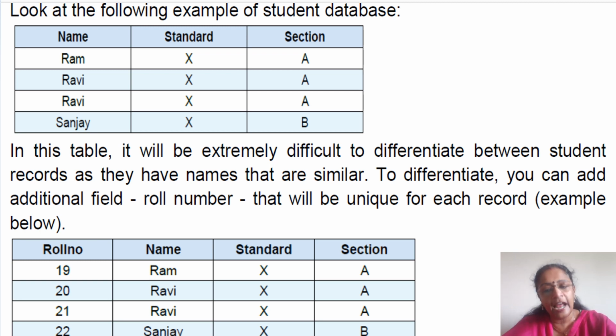Now, suppose you have a surname, you cannot say that two people cannot have the same name. I can have Ravi Patil 1 and Ravi Patil 2. So you cannot even do it that way. So what can we do?